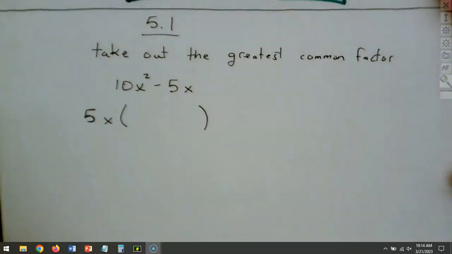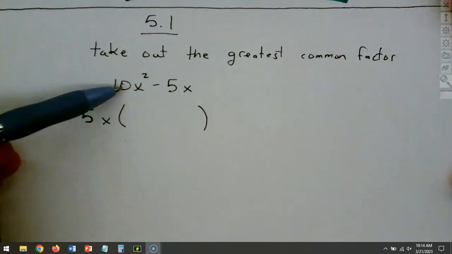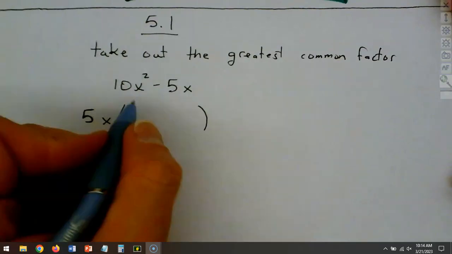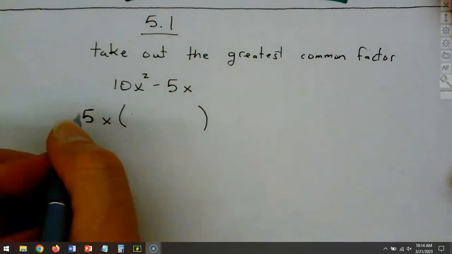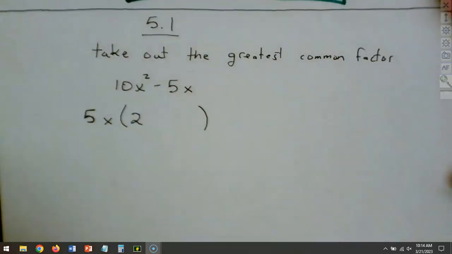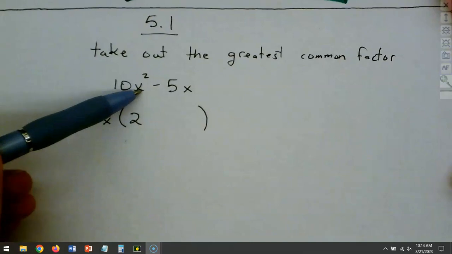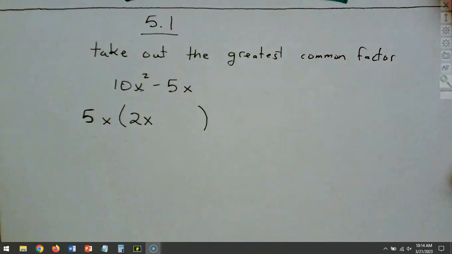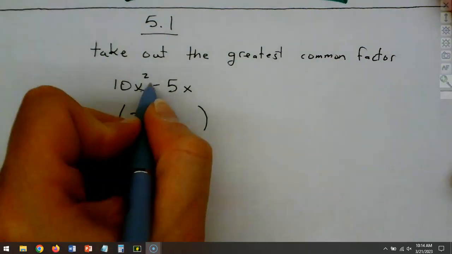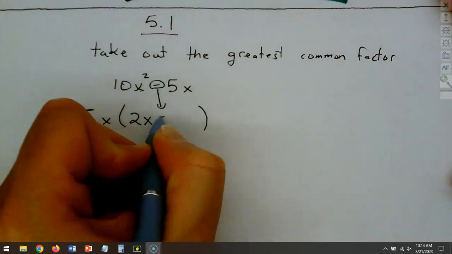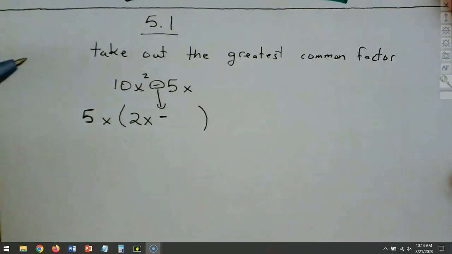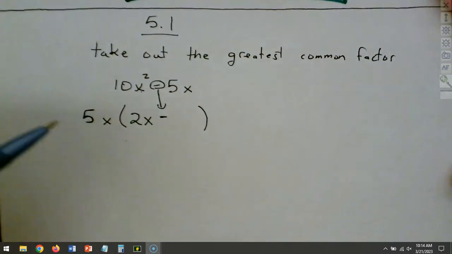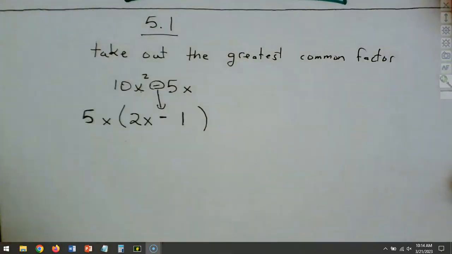Now, what's left over? Well, we divide. 10 divided by 5, that's a 2. And I have an x squared. I take an x out, so that leaves you with a 2x. We're dividing. Our negative sign comes down. 5 divided by 5 is 1. The x's are gone, so that leaves you then with the negative 1.